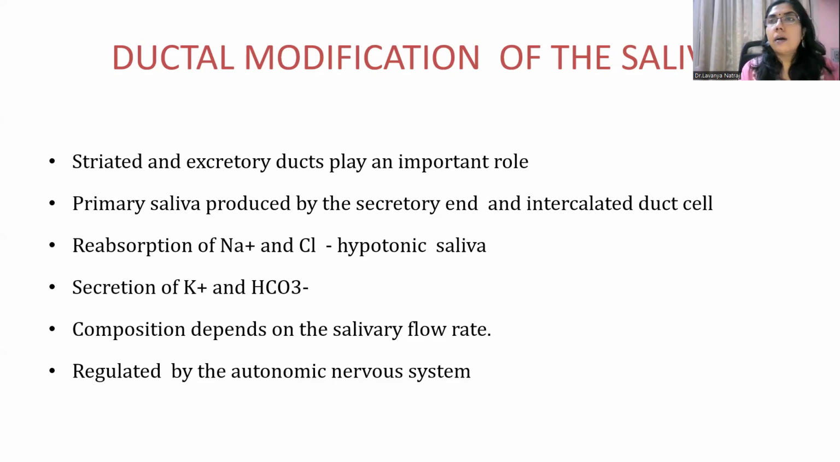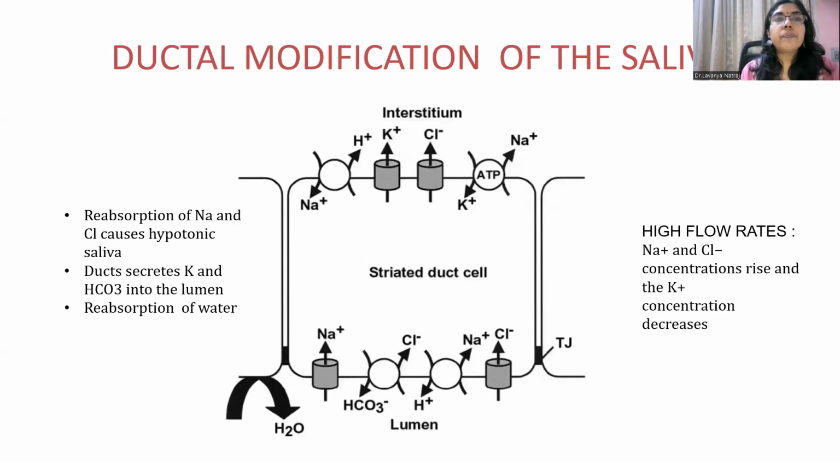What does this striated duct do? They help in the reabsorption of the sodium and the chloride ions, helping in the formation of a hypotonic saliva. And they also secrete potassium and bicarbonate ions. The composition of this saliva will depend on the salivary flow rate. Sometimes there will be a high salivary flow rate and sometimes a low salivary flow rate, depending upon the oral cavity conditions. And these are regulated by the autonomic nervous system, both the parasympathetic and the sympathetic innervations.